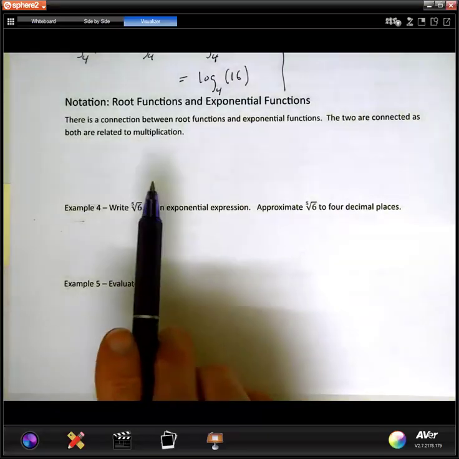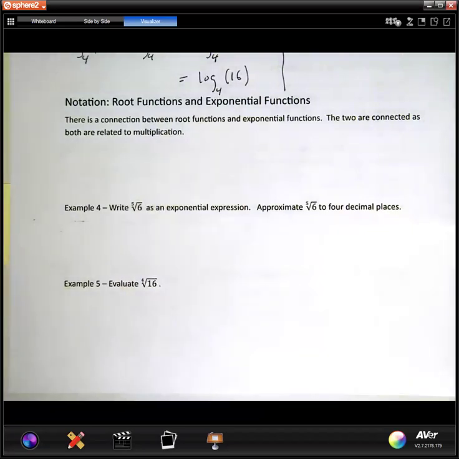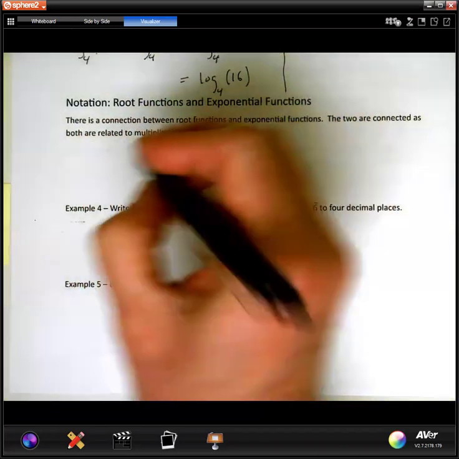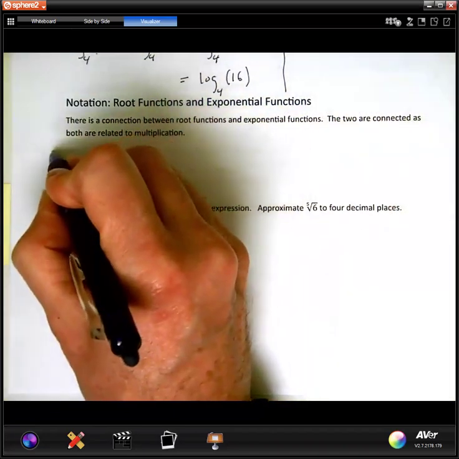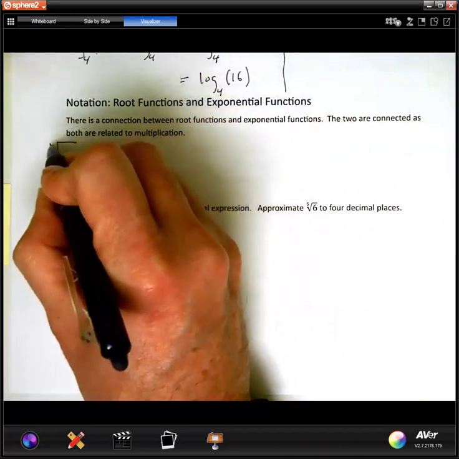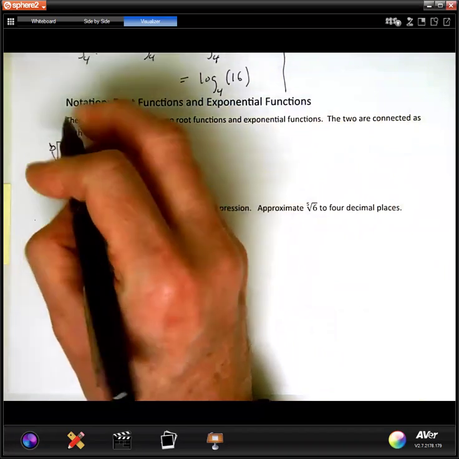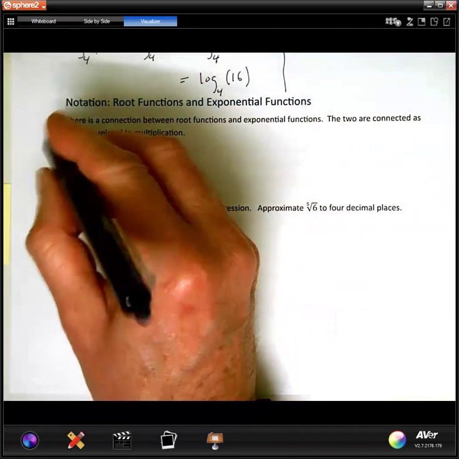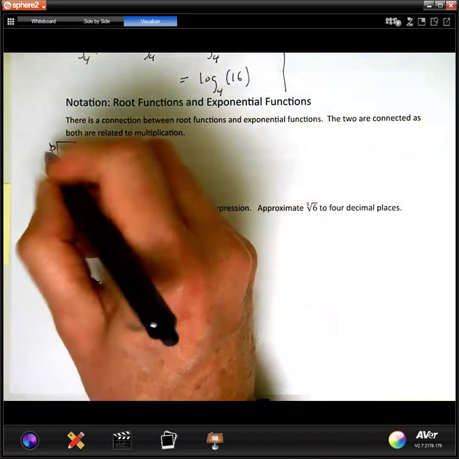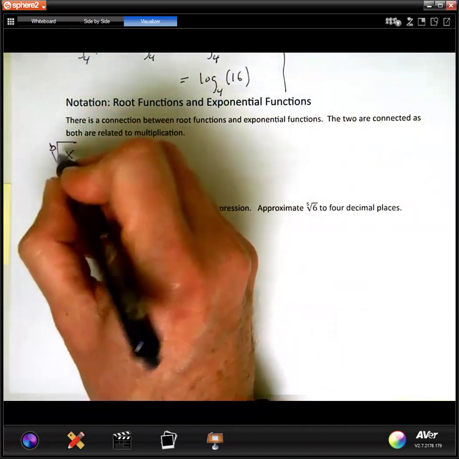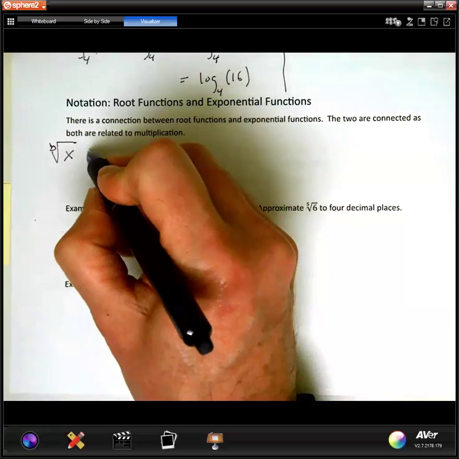To talk a little bit about root functions and exponential functions. There's a connection between root functions and exponential functions. The two are connected as both are related to multiplication. So if I were to write, for example, the bth root of x, that's what I meant to say.